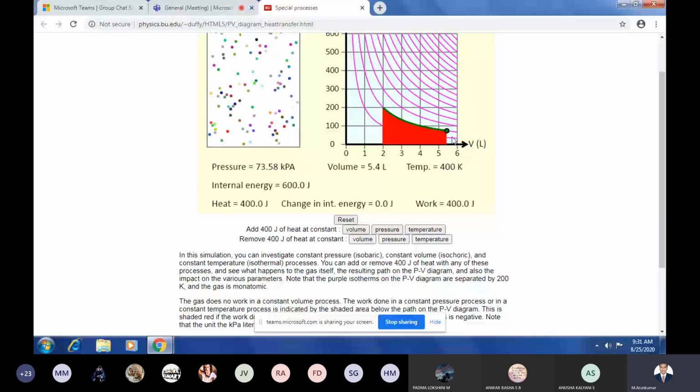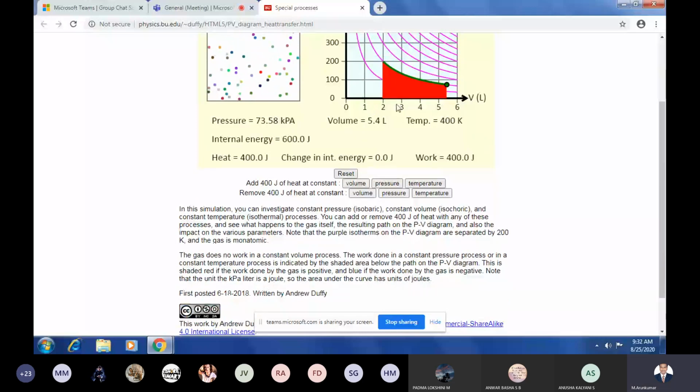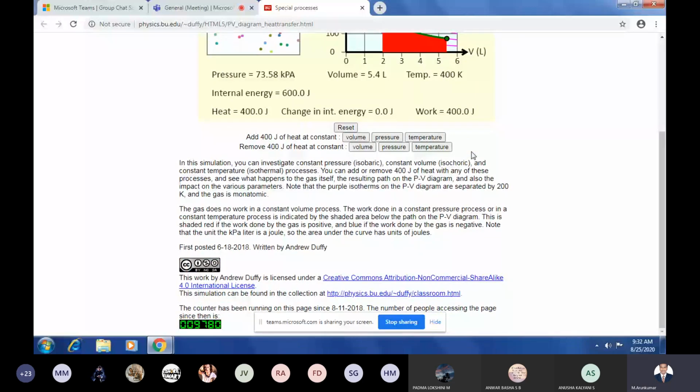We know integration is the mathematical way to calculate this area under the curve. If you calculate the area under the curve, we can get the work done. That will be 400 joule. So we can get the work done by calculating the area under the PV diagram. The point you want to notice is that we can also calculate the work done from a PV diagram by calculating the area under the PV curve.